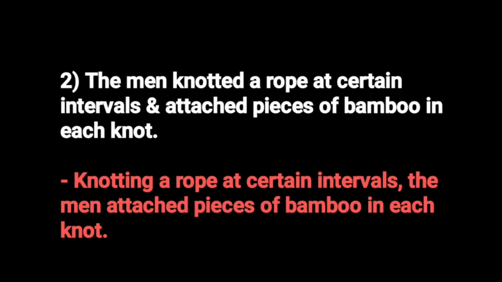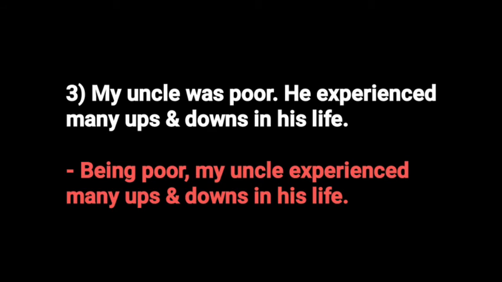Second sentence: The man knotted a rope at certain intervals and attached pieces of bamboo in each knot. The simple sentence is: Knotting a rope at certain intervals, the man attached pieces of bamboo in each knot. Third sentence: My uncle was poor. He experienced many ups and downs in his life. These two sentences are different, but to make a simple sentence, we use being. Being poor, my uncle experienced many ups and downs in his life.